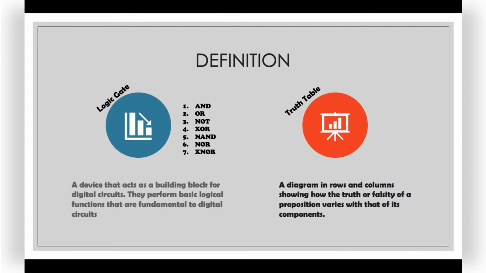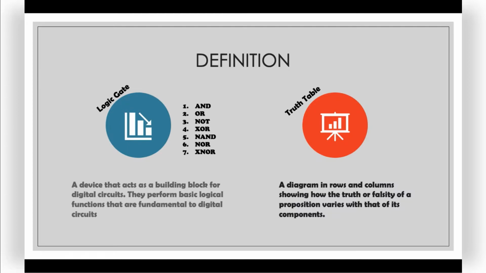For the sixth, NOR. NOR is OR followed by NOT. So not OR. True only if A and B are both false. So the output will be 1 only if A and B are both false.